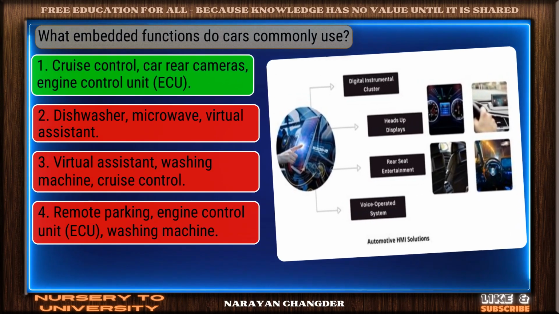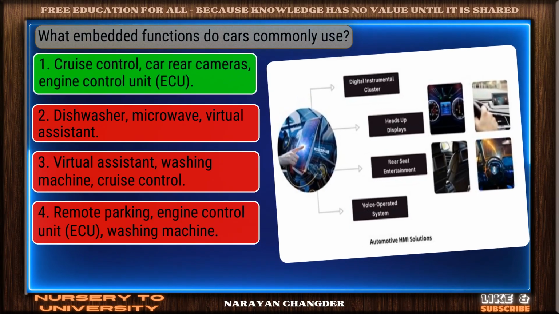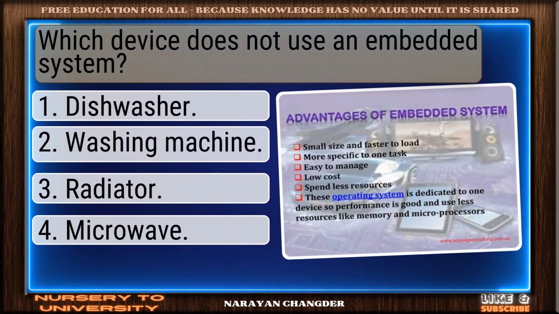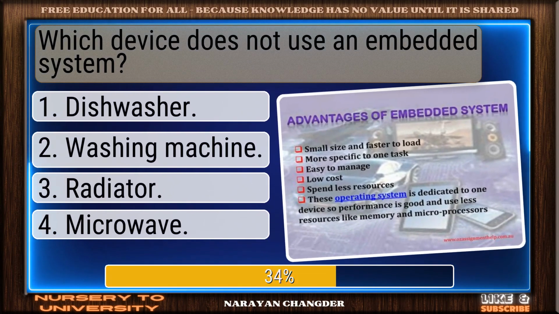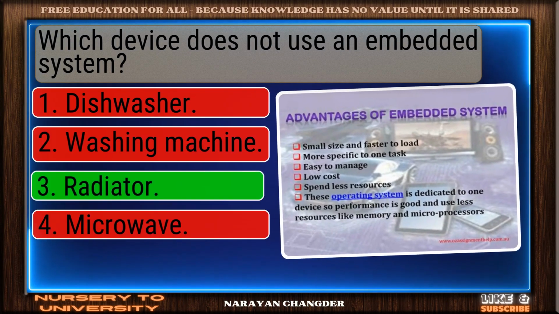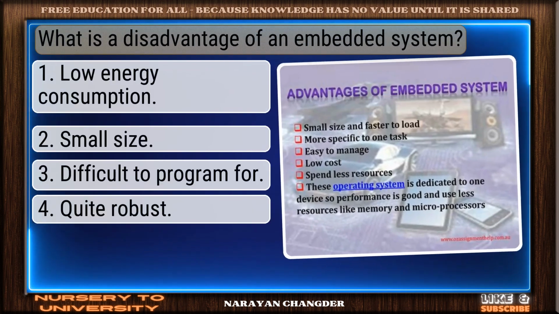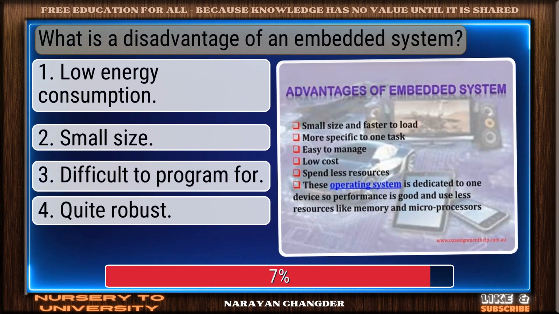Well done. Cruise control, car rear cameras, engine control unit is the right choice. Question number 45. Which device does not use an embedded system? Great thinking. Radiator is the right choice. Question number 46. What is a disadvantage of an embedded system?